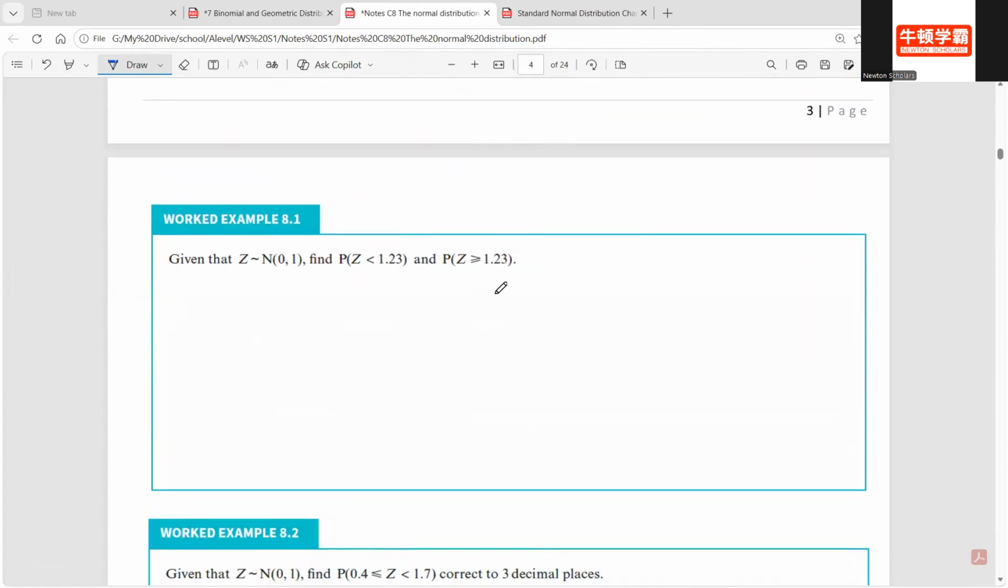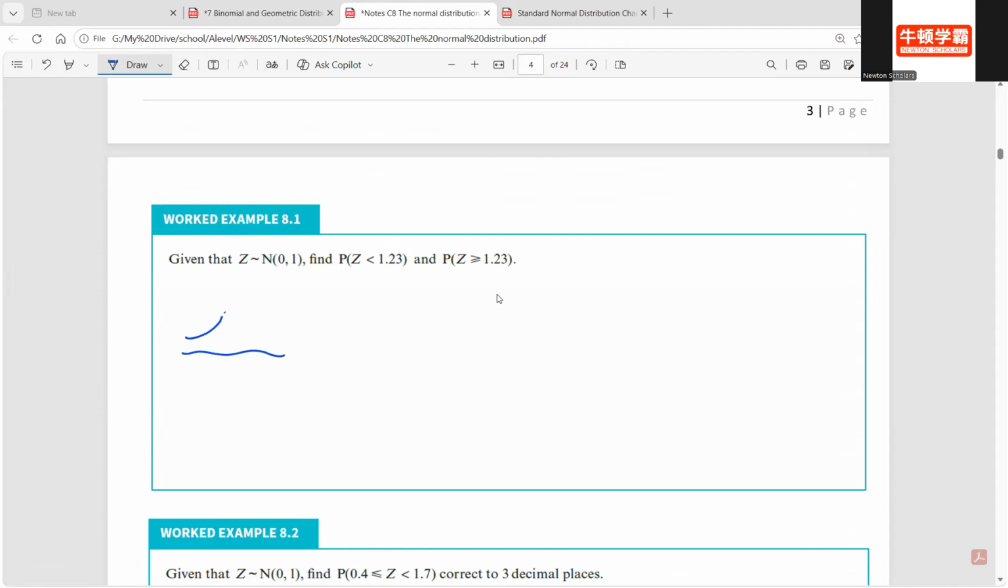So we go for the question. We learn from the question. This one is normal, 0 is the mean and 1 is the variance. We no need to care about this first. For these few questions, it is only to guide you how to find the Z value. So he tells you that Z is less than 1.23.